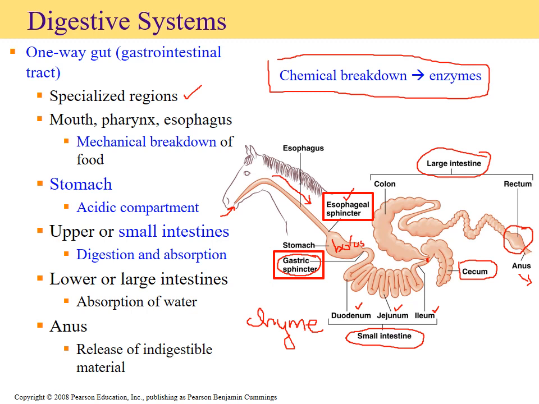Now, don't worry, as we go through our chapter, you will see each of these organs again, and we'll talk in a little bit more detail. But I definitely wanted to make sure everybody had a nice little overview of what was happening as food becomes bolus, becomes chyme.